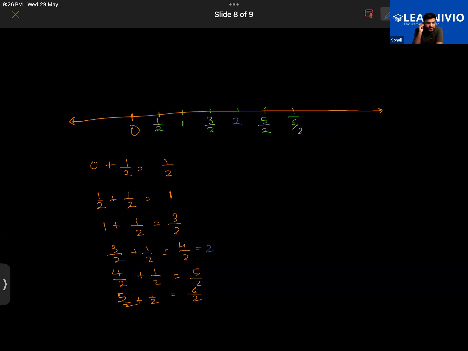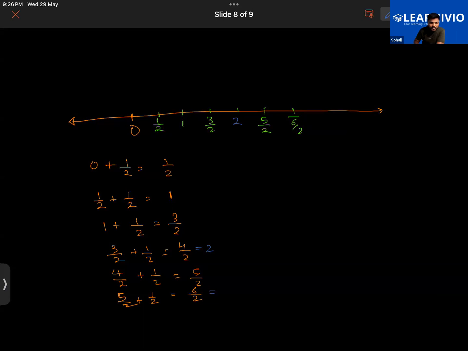Am I audible? Can we write 4 upon 2 as 2? 4 upon 2 is 2. Yes, 4 is divided by 2, no? So 2 2s are 4. Yeah. 6 upon 2 can be written as?